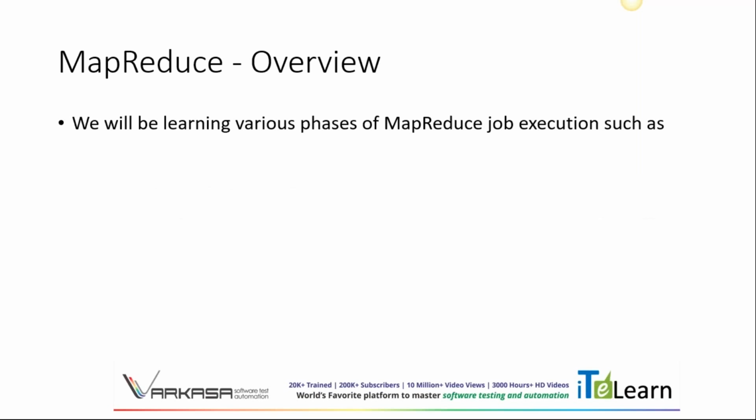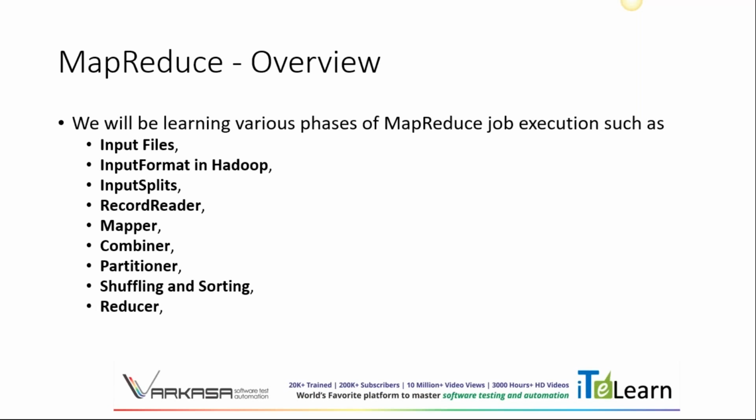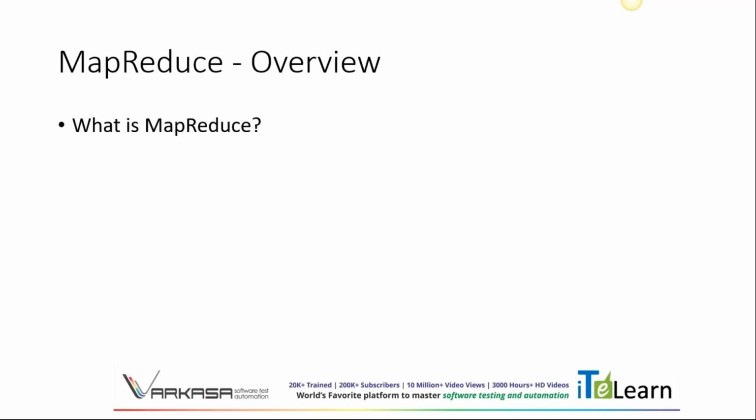We'll be learning various phases of MapReduce job execution, such as input files, the different types and formats of files, input format in Hadoop, and input splits. All these are the things we are going to discuss when you enroll in the course. Then mapper, combiner, partitioner, shuffling and sorting, reducer, and finally the record writer and output format in detail. So basically the question is, what is MapReduce?